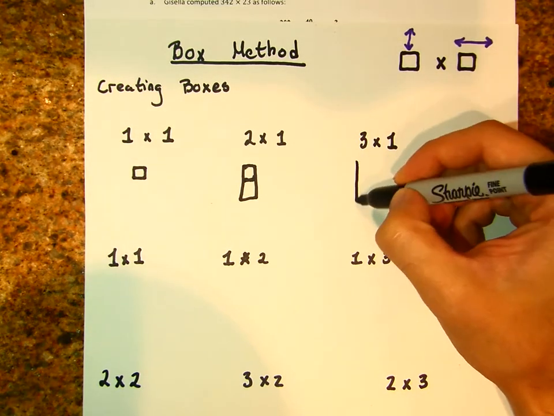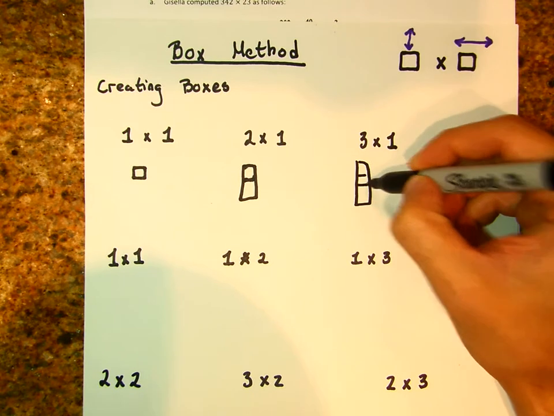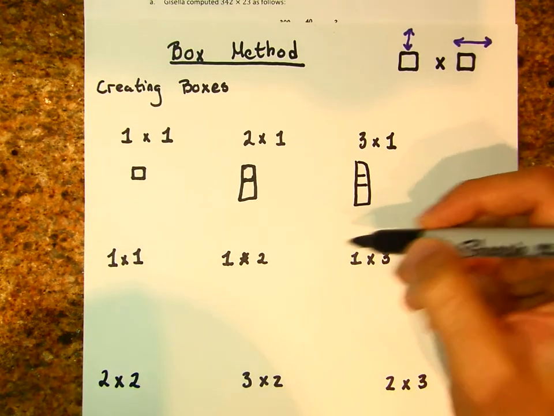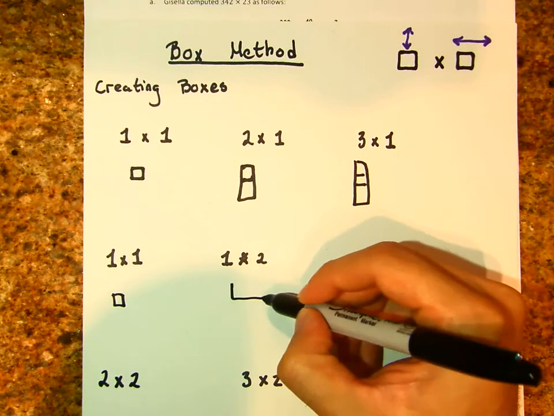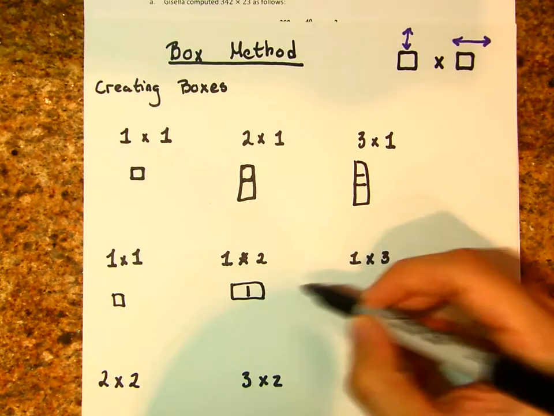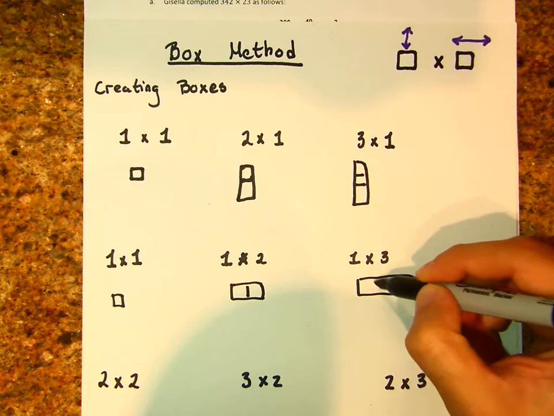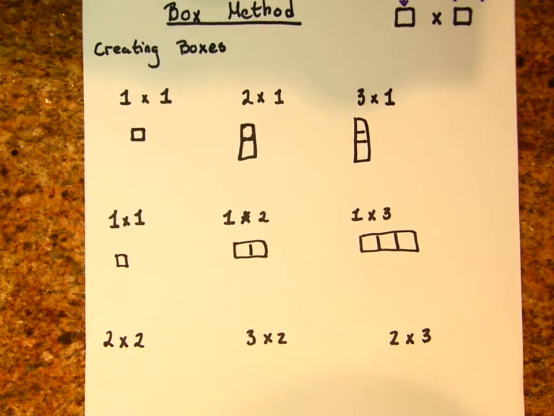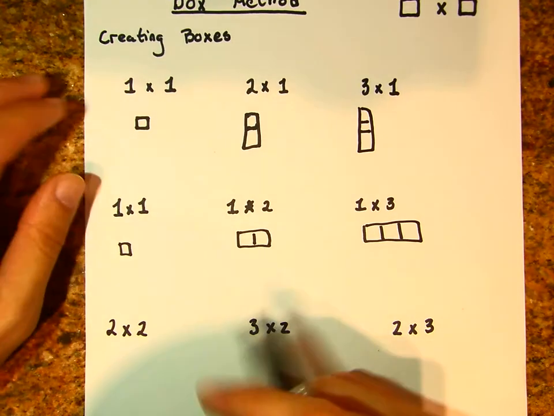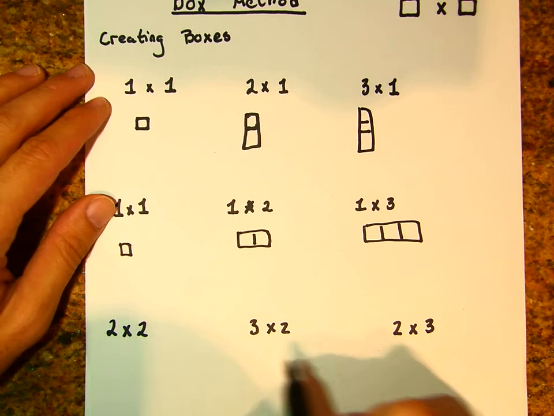What would 3 by 1 look like? It would look like this. Yeah, so I have 3 boxes here. Let's try again with this over here. This is a 1 by 1. This is 1 by 2. This is 1 by 3. Yeah? What I want you to do is try and create the next following boxes. What do you think a 2 by 2 would look like? You know, pause the video and try and do this on your own.